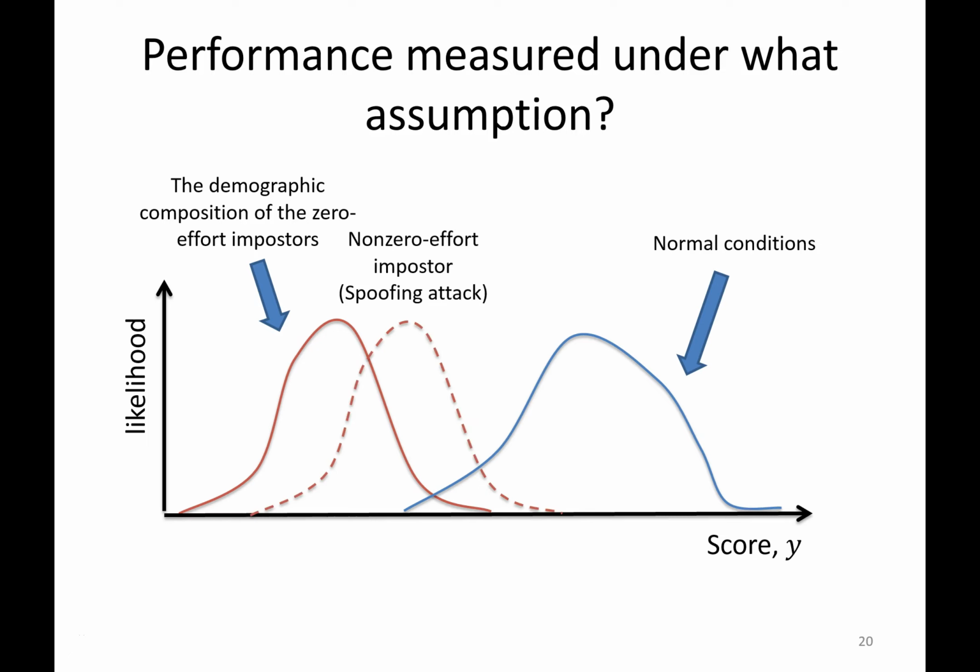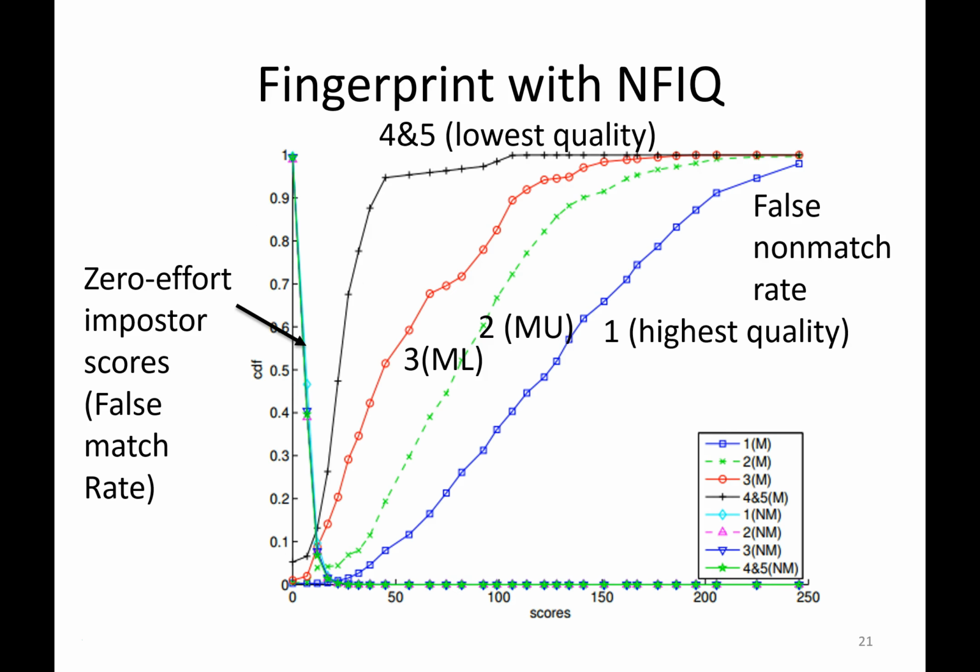Under spoof attack, this is a non-zero effort, so the impostor has to put in some effort, for instance, doing a replayed video attack. And so the impostor score is now moving closer to the genuine score. You can see that suddenly the performance of the system dropped significantly. Or if your system operates in adverse, noisy conditions, then the genuine scores actually drop, moving closer to the impostor. So you can see immediately why the system performance can drop.